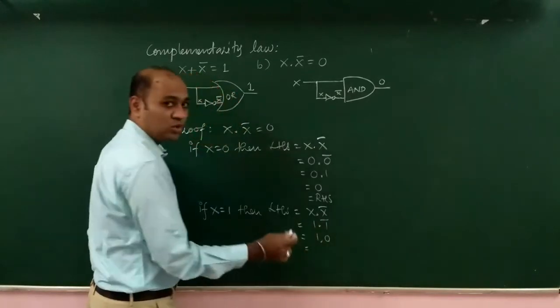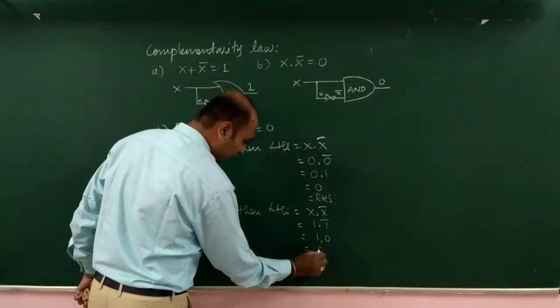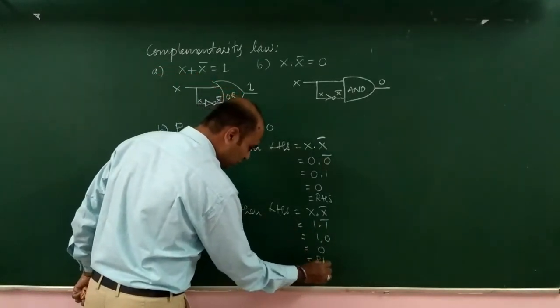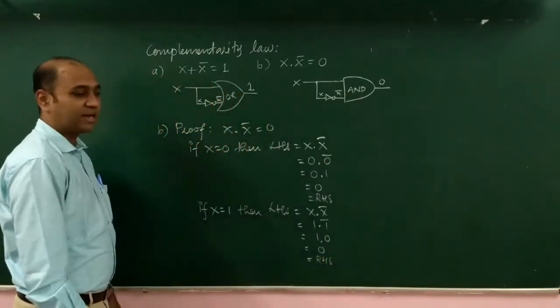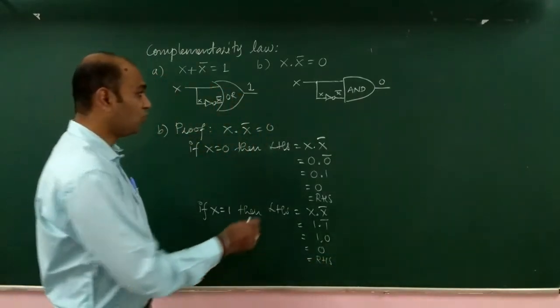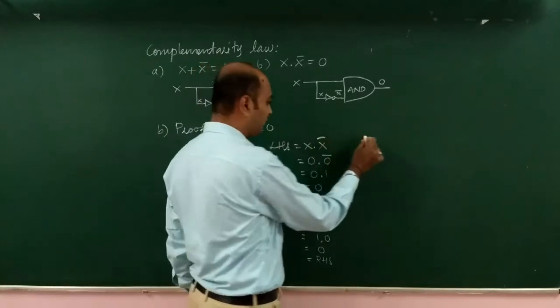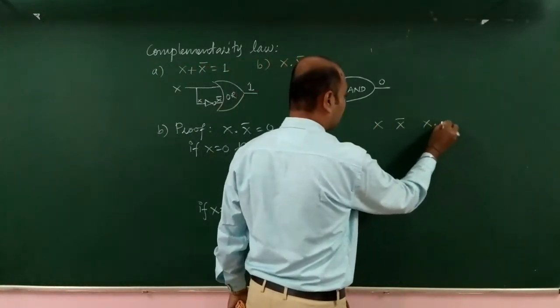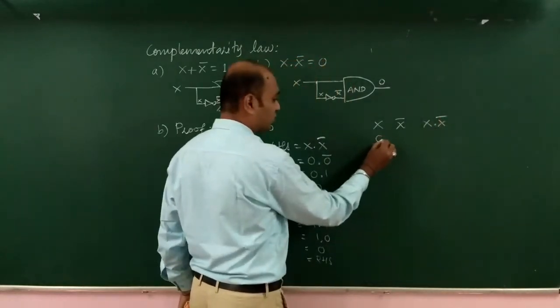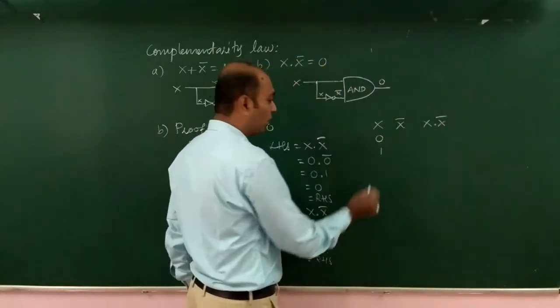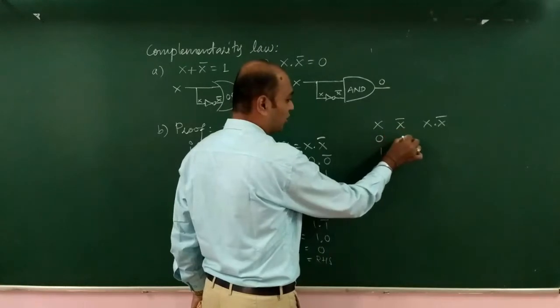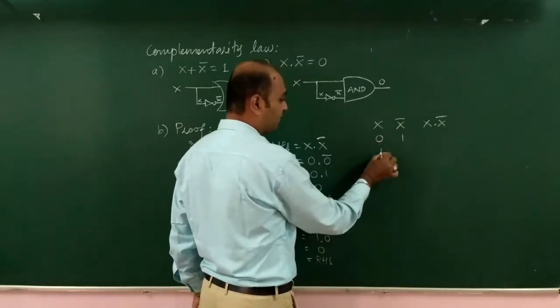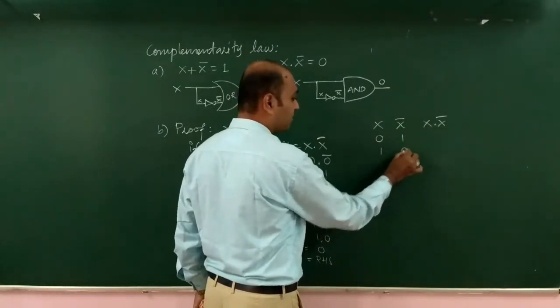So true is true, otherwise it is false. So here we are going to get 0. So 0 is what? 0 is right hand side. Hence the proof. Now we are going to write the truth table for the same. Here we write x, x bar, x and x bar. So x value will be 0 and 1. If it is 0, the complement of x gives me 1. If it is 1, the complement of 1 gives me 0.